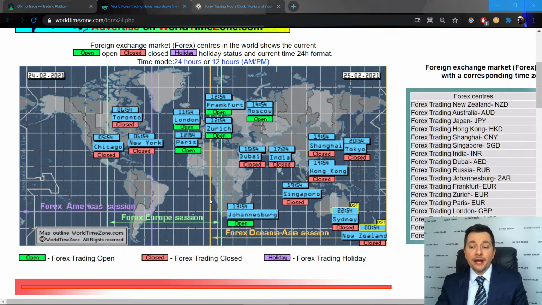Zurich, London, Paris, Johannesburg, and Frankfurt. So all of these stock markets, all of these market professionals are actively at their computers, actively at their desk, making orders, buying and selling.